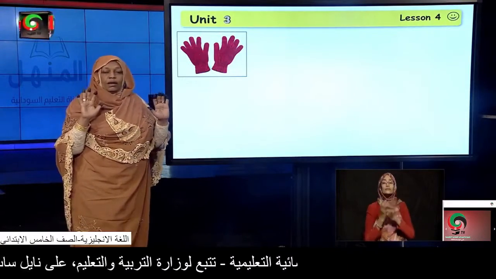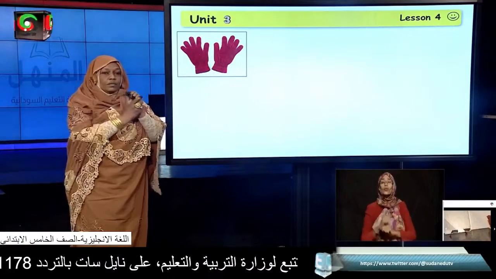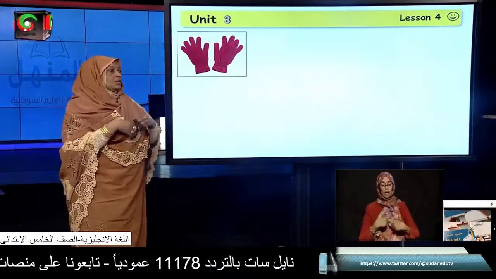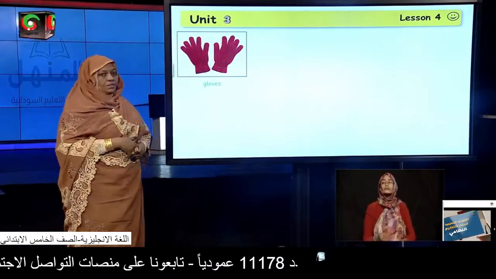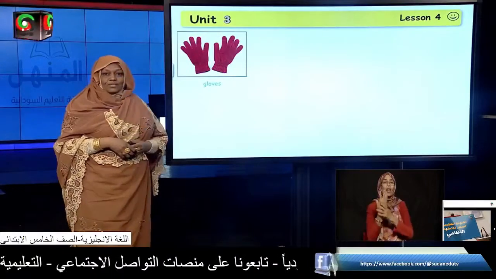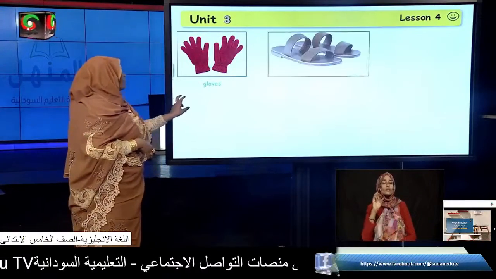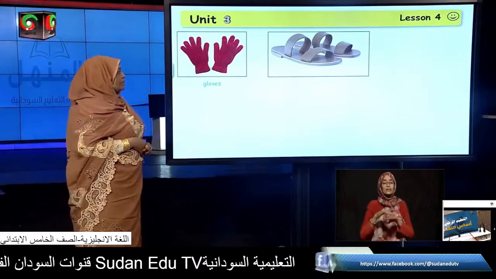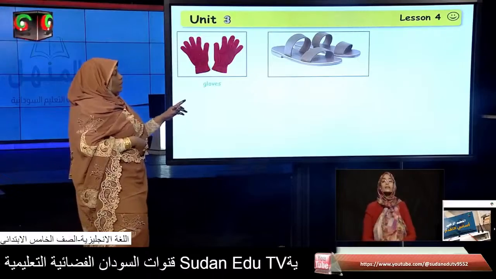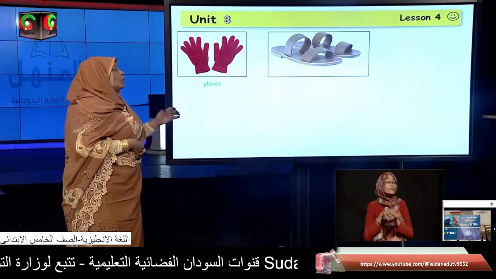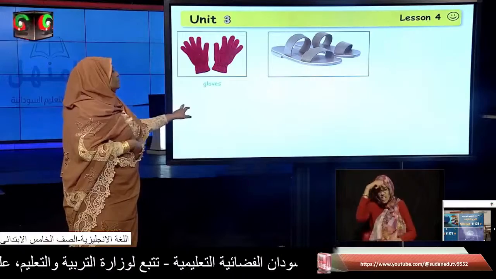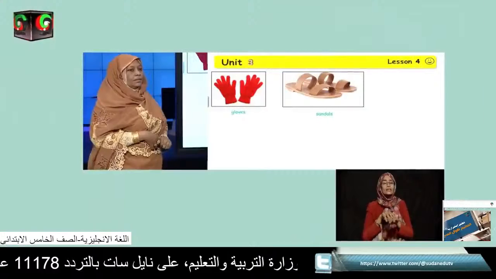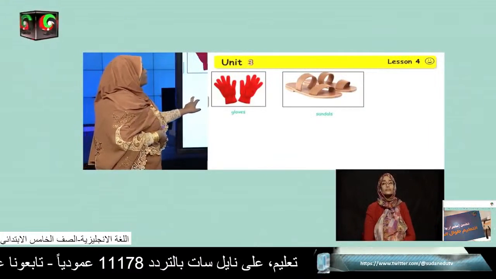These are gloves. We wear gloves on our hands to protect us when the weather is cold. So, gloves. All of you say gloves. Good. This is a pair of sandals. We wear these sandals when the weather is hot. Sandals. Say sandals. Good? Well done.